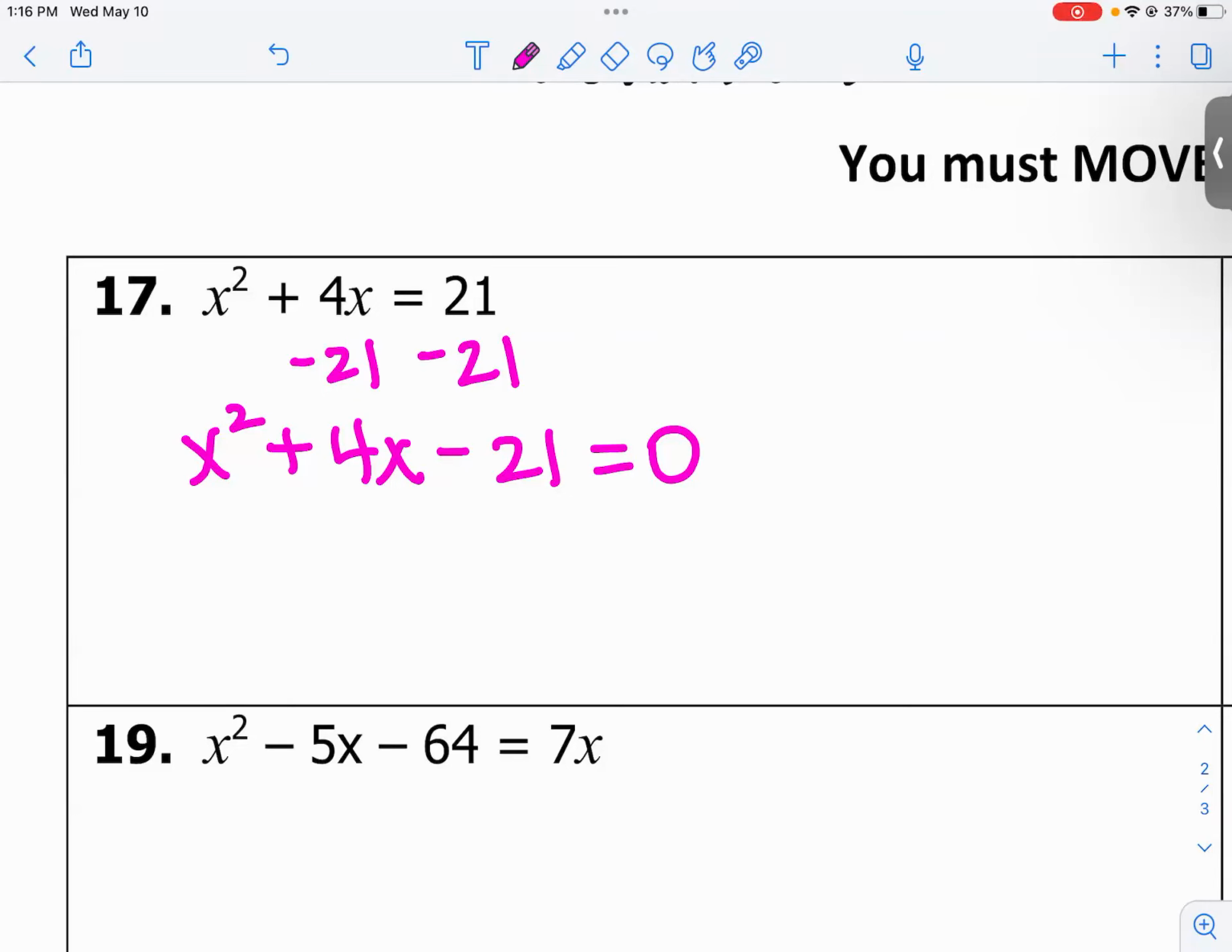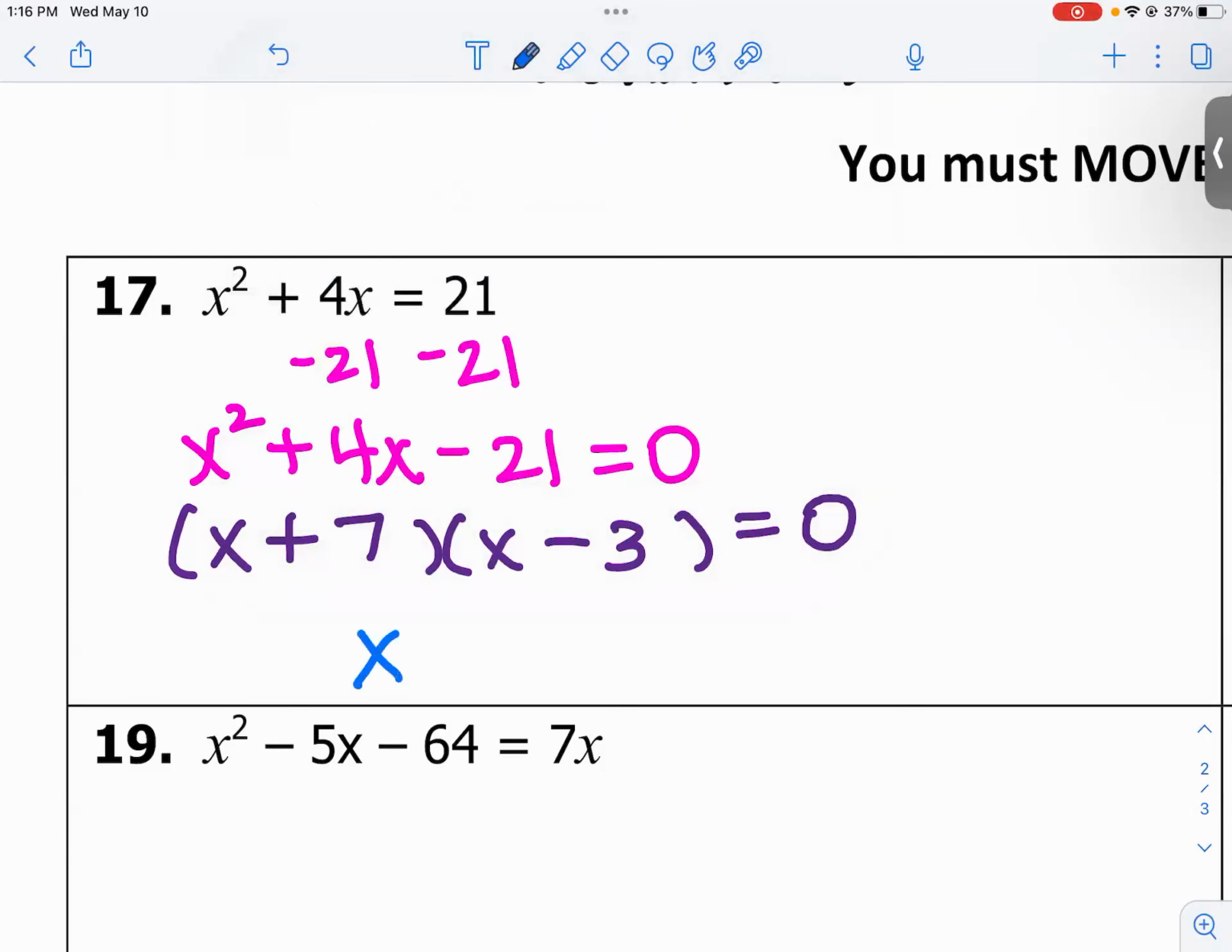Okay, so now that we have our equation set equal to 0, now we can do our factoring. I need 2 numbers that multiply to -21 and add to +4, Kane. X plus 7, X minus 3, do you agree? Okay. So when we set these equal to 0, we get -7 and +3.